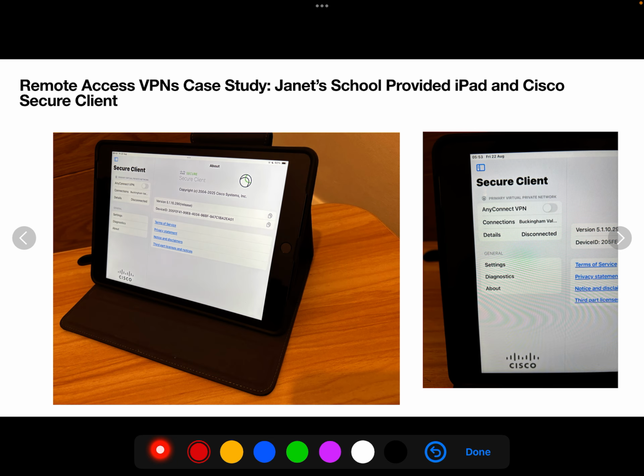Here you can see up close what Secure Client looks like installed on an iPad, and you can see there is a connection to Buckingham Vale's VPN, currently not connected. But if Janet was to click that toggle, it would connect, and she would be connected to her school's remote access VPN.